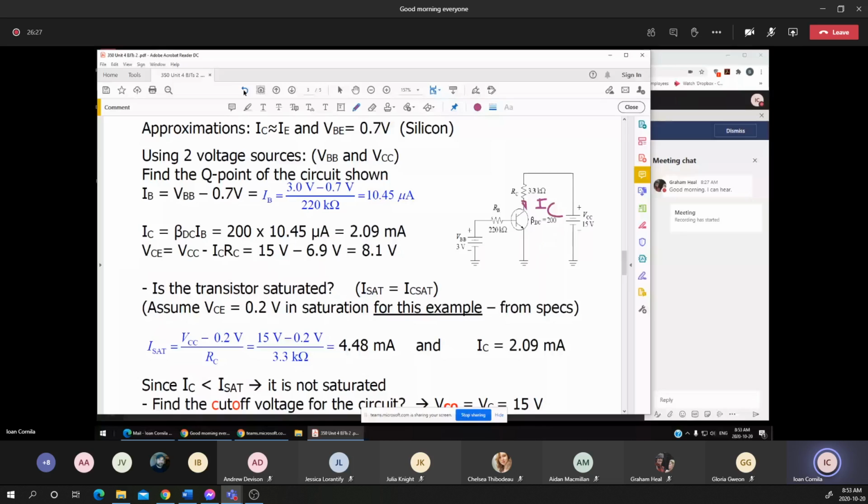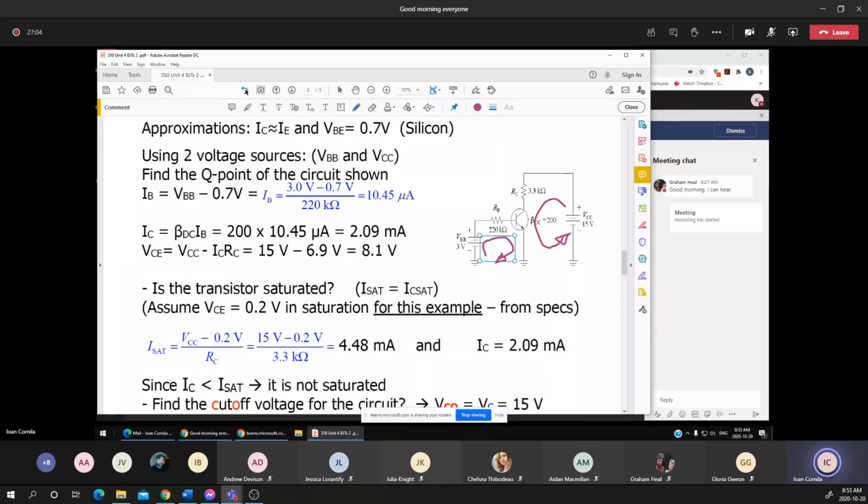Now, to determine those two characteristics of the Q point, we have to take the approach of using the KVL in the input loop, and we are applying the KVL in the output loop. I will label that as the two KVLs. There is nothing to be memorized.